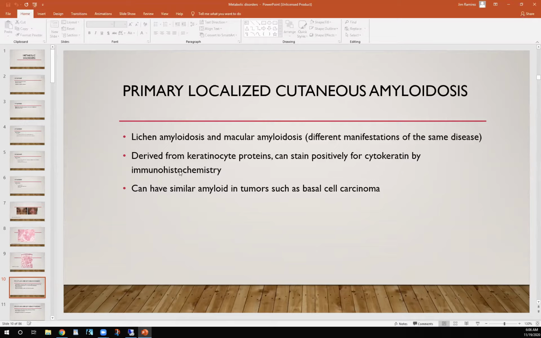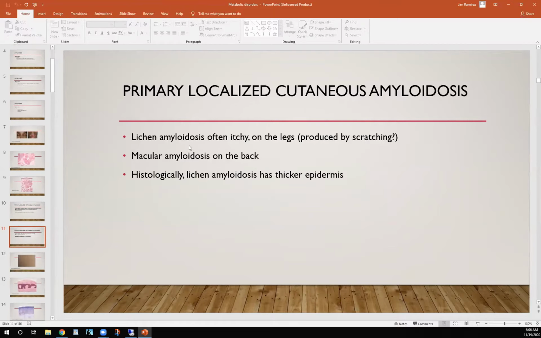It's a little tricky. Tried it a few times with limited success, but in any case, the material is derived from keratinocyte proteins. And very commonly, actually, we see secondary amyloid in things like basal cell carcinomas, tumors, or anything that have been around for a while. It's actually probably the one scenario where in daily derm path practice, you see amyloid most commonly. So lichen amyloid, as I said, is related to macular amyloid.